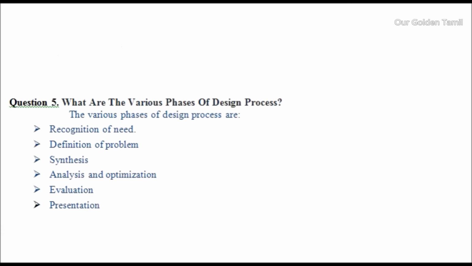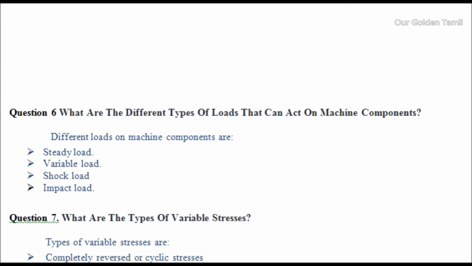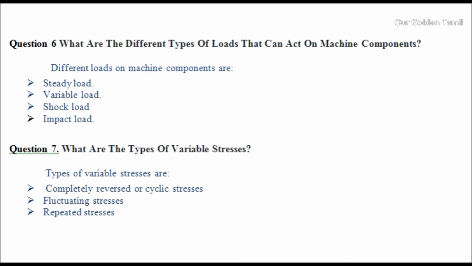Question 5. What are the various phases of design process? The various phases of design process are: recognition of need, 1. Definition of problem, 2. Synthesis, 3. Analysis and optimization, 4. Evaluation, 5. Presentation. Question 6. What are the different types of loads that can act on machine components? Different loads on machine components are: steady load, variable load, shock load, impact load.